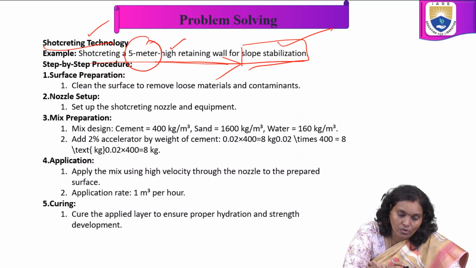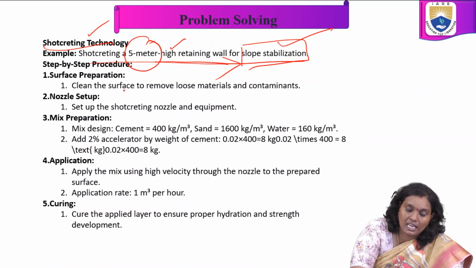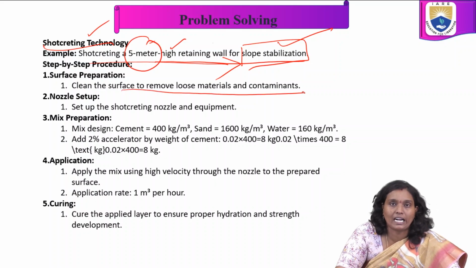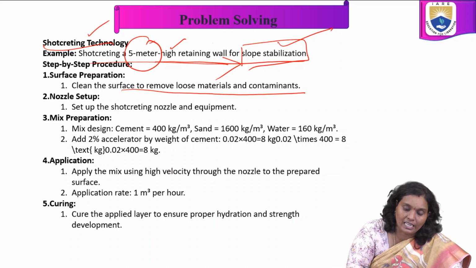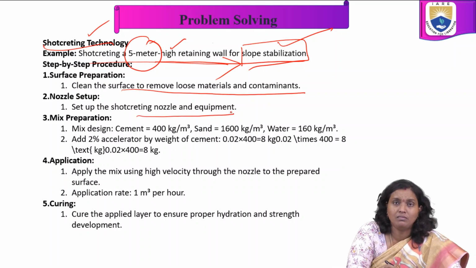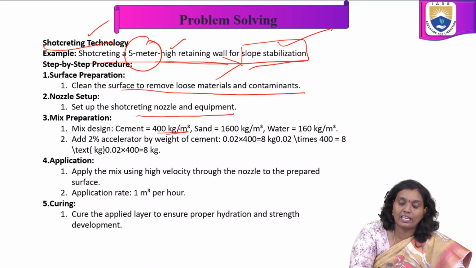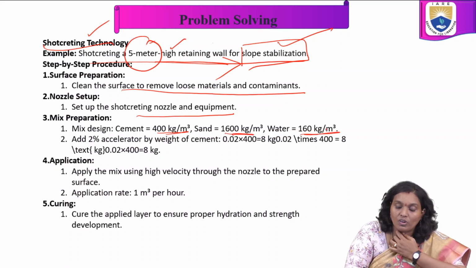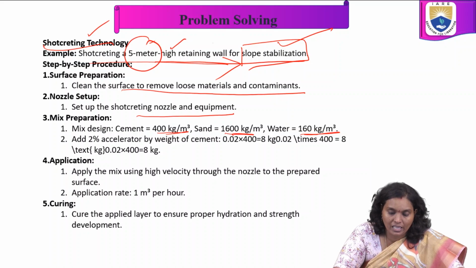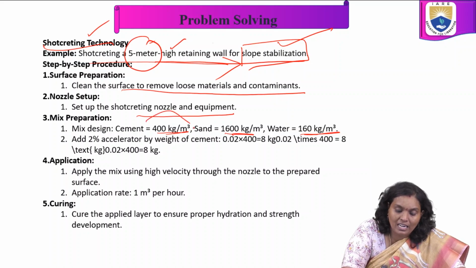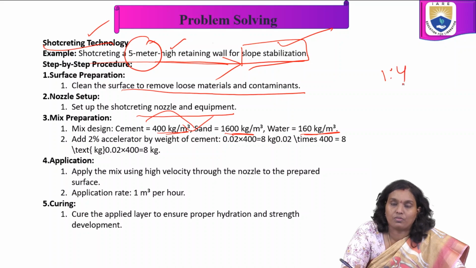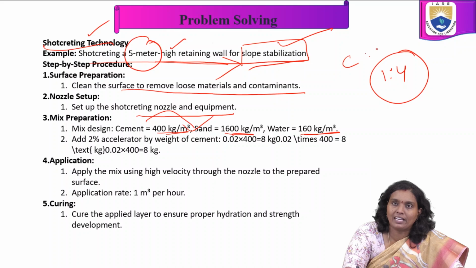Here we are going to do the surface preparation: clear the surface to remove loose materials and contaminants. Nozzle setup: set up the shotcreting nozzle and equipment. The mix preparation: in this mix design, cement is 400 kg per meter cube, sand is 600 kg per meter cube, water is equal to 160 kg per meter cube. In this, the cement and sand ratio is 1:4. We understand the proportion between the cement and fine aggregate, that is nothing but the sand, is 1:4.